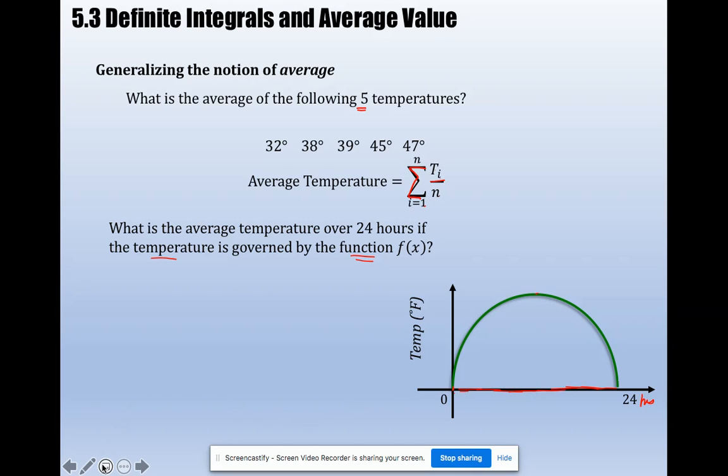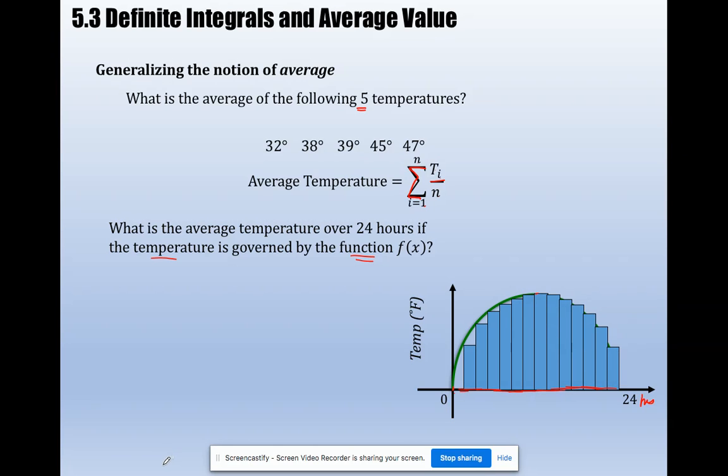Well, if I draw rectangles under that curve and add up the areas of those rectangles, and I do that as the number of rectangles goes to infinity, I fill in all of these areas and shrink those down to the curve, and I get the exact area under the curve.